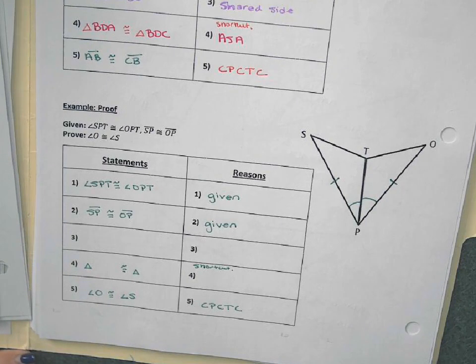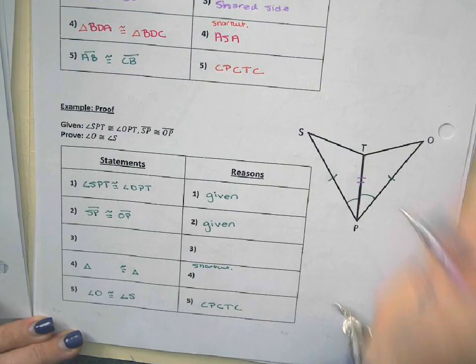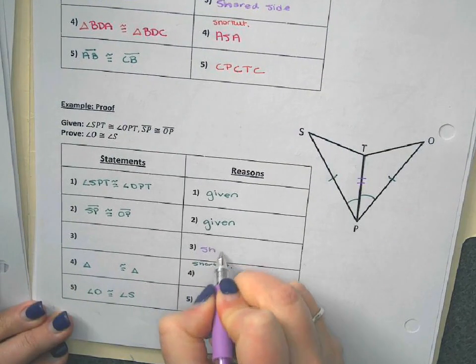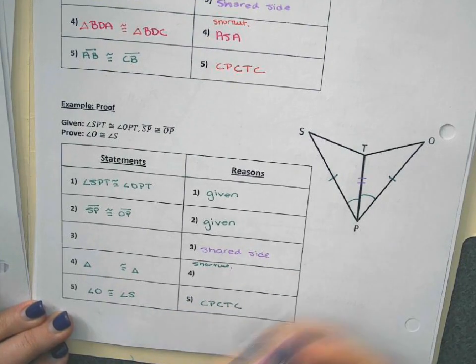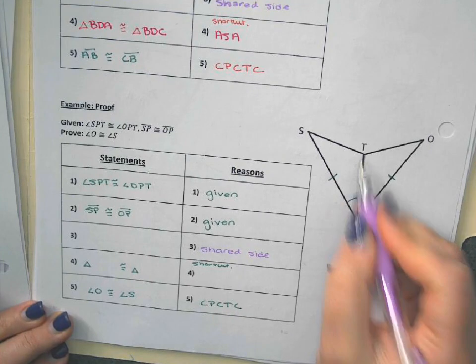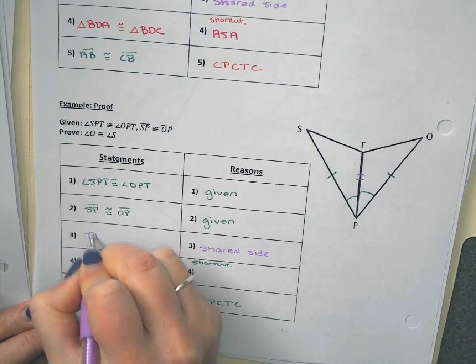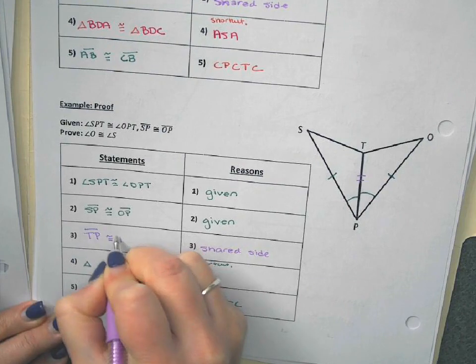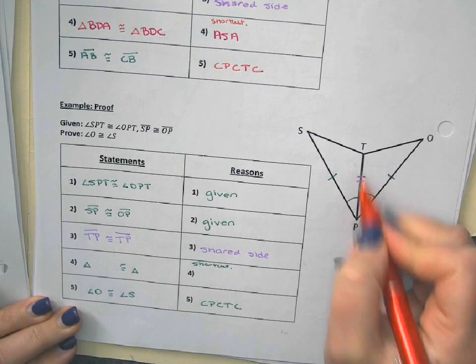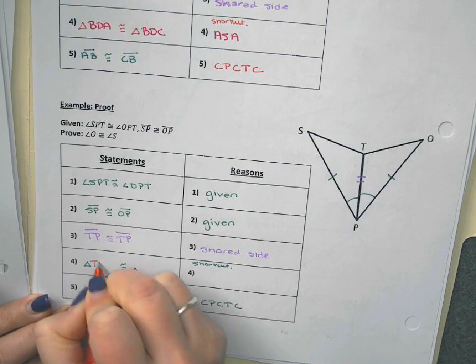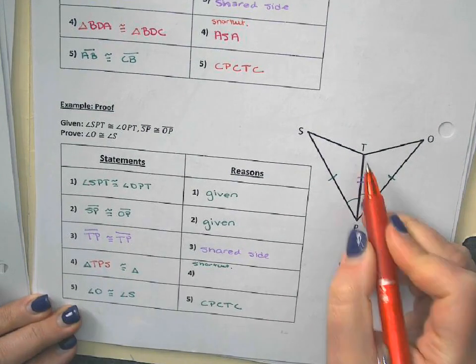Now I have to see if there's something in addition to that that I can label, and I can see that I have a shared side here. So TP is congruent to TP. Shared side. And now let's look at what our triangle congruence is. So triangle TPS is congruent to triangle TPO.